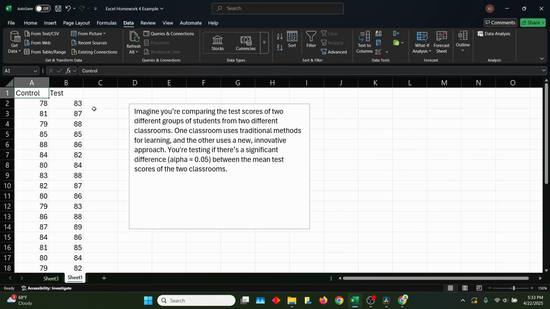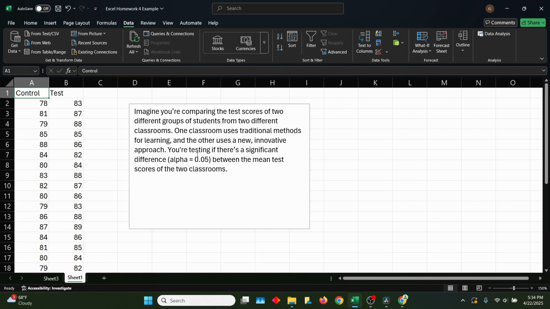One classroom uses traditional methods for learning, and the other uses some kind of new innovative approach. What we are trying to do now is look at the average test scores, that's what this data is, and see if there is a way to say that the test group is scoring higher than the control group. If we take the average of both of these groups, the test group is a little higher than the control group, but our question is: is there a statistically significant difference between those groups?